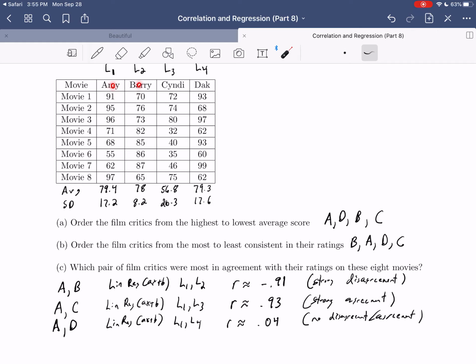We did Amy with Barry, Amy with Cindy, and Amy with Dak. But there are still some other pairings that we need to do. We need to consider Barry and Cindy. We need to consider Barry and Dak. And then finally, we need to consider Cindy and Dak.